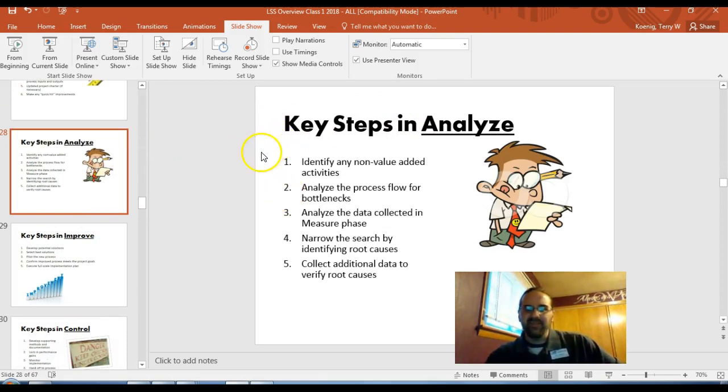Key steps in analyze: identifying your non-value add, analyzing the process flow for bottlenecks, analyze anything you measured, narrow the search on some root causes, collect additional data if needed. So this requires teams and some consensus. You can't just have one person analyze everything. Then you get opinions, and it doesn't have the same weight. It's hard to hold one person accountable to all this. Make sure this is all done in team function.